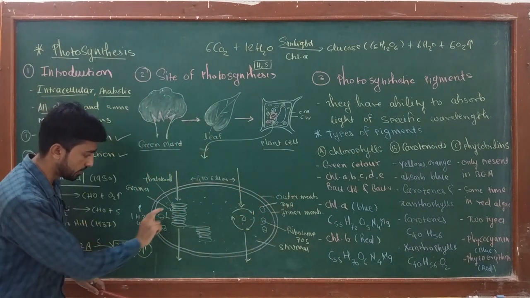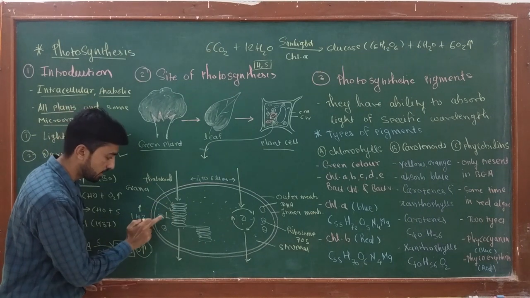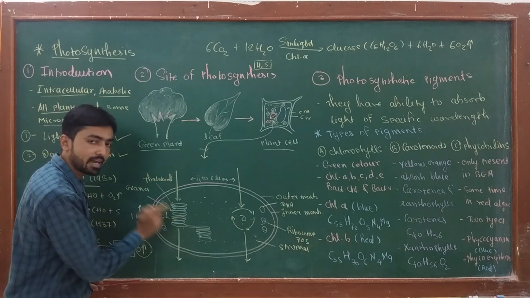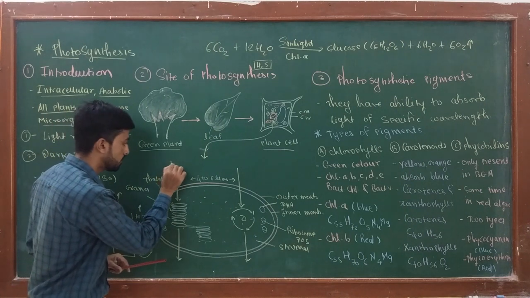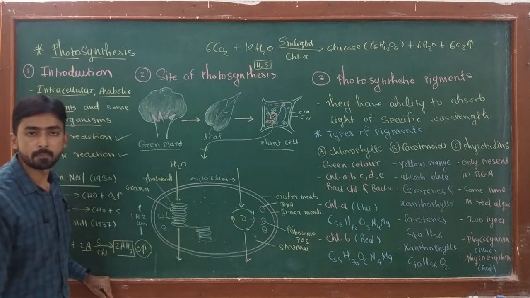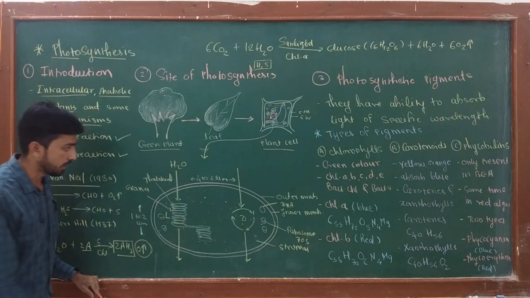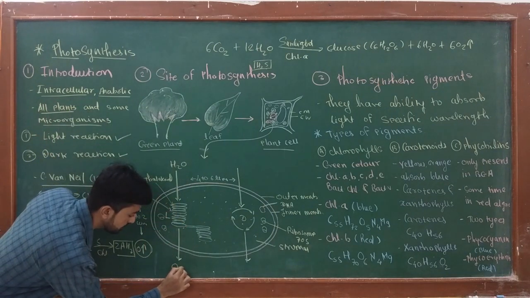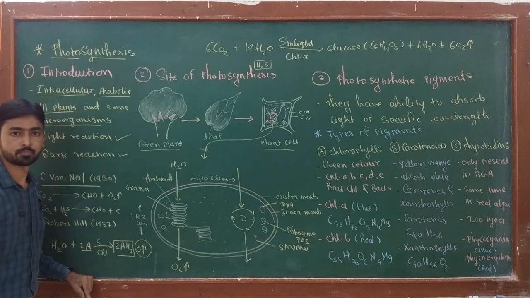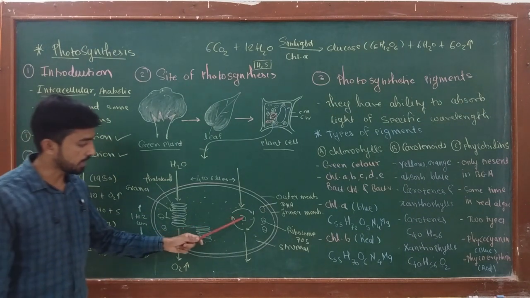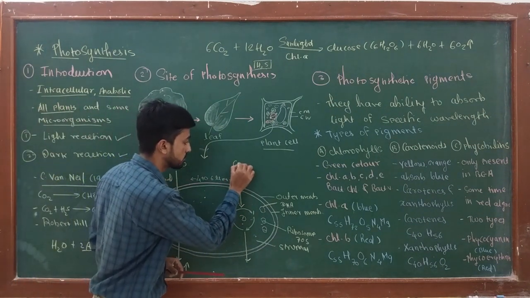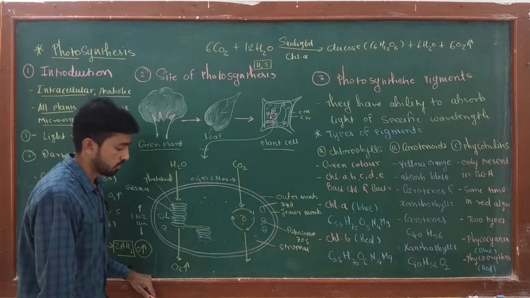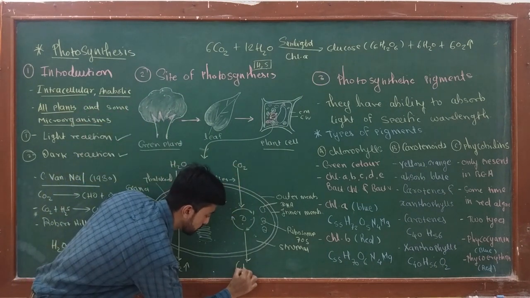Now we are going to focus on grana. Grana is the site where the light reaction occurs, and in the light reaction, the plant takes water as an electron donor, while in the light reaction oxygen is released. While in the case of the dark reaction, the plant takes carbon dioxide and glucose is produced.